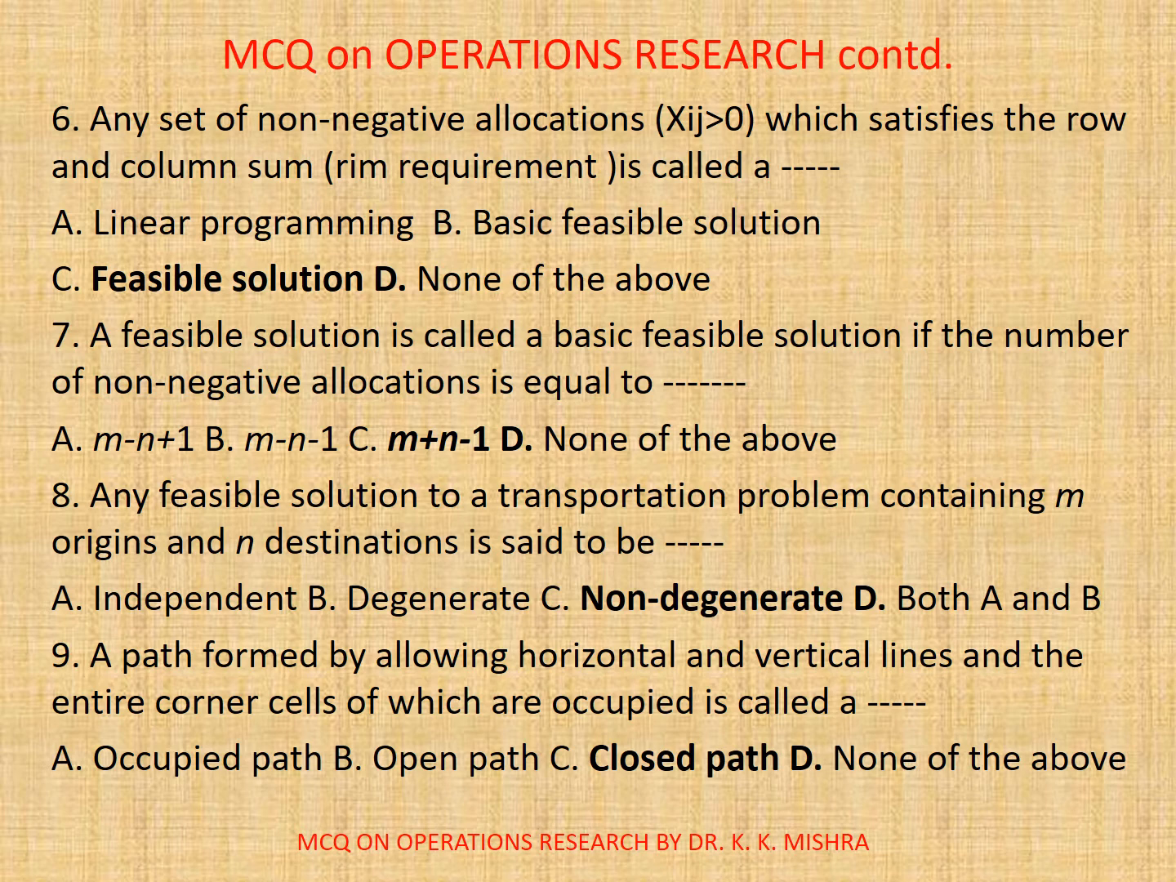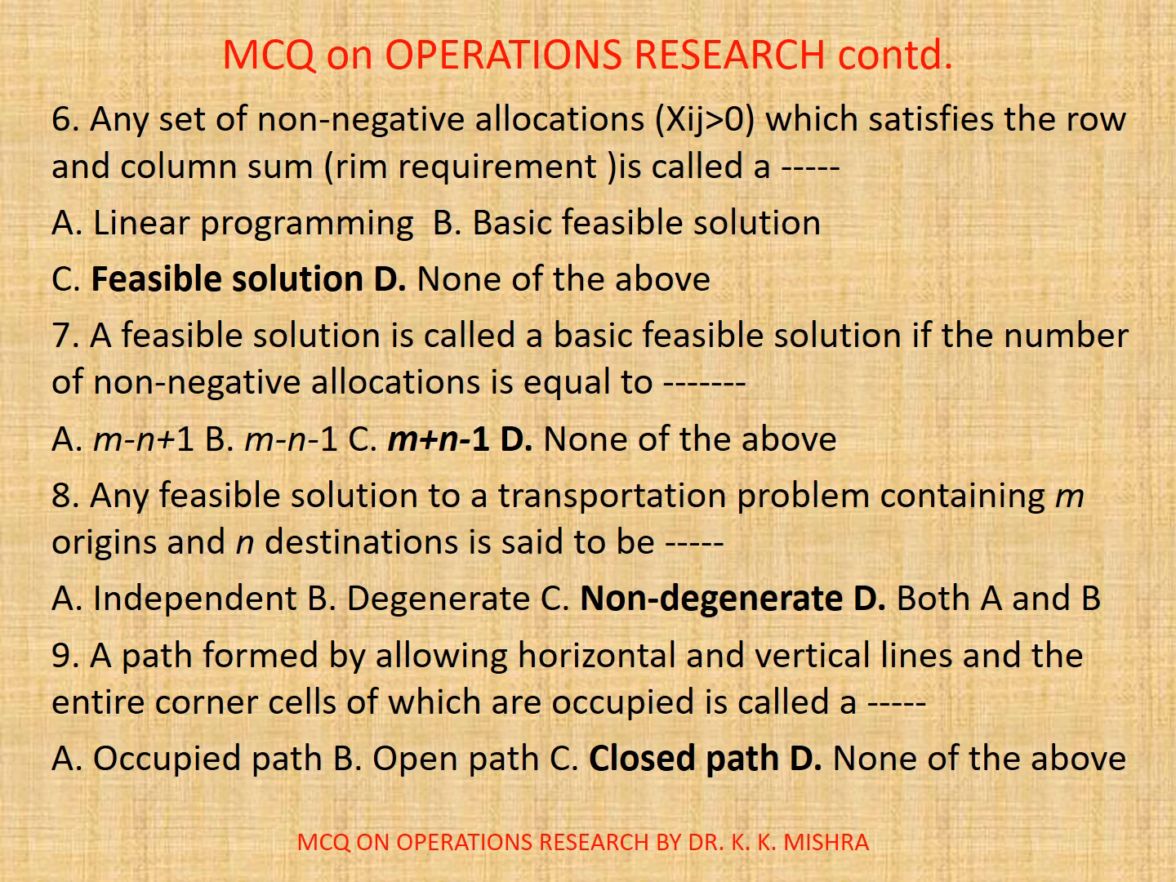Feasible solution. 7. A feasible solution is called a basic feasible solution if the number of non-negative allocations is equal to dash. The correct option is C, m plus n minus 1.